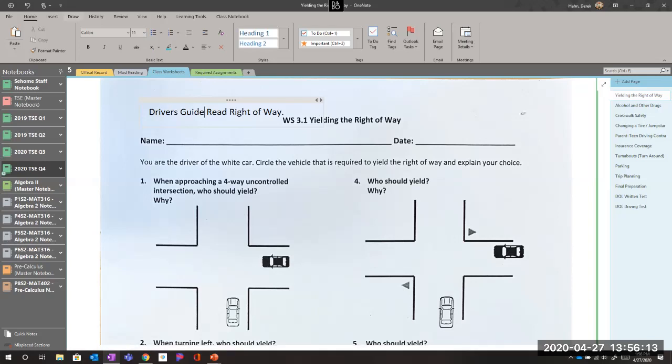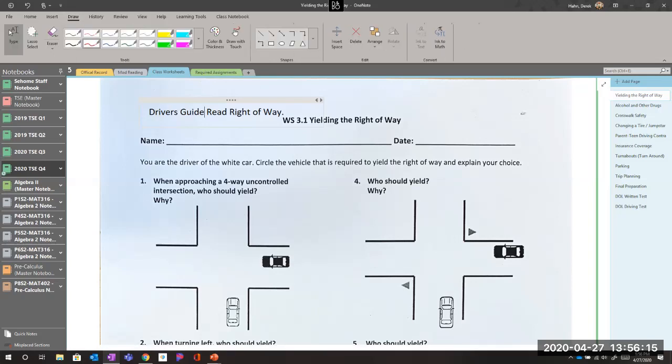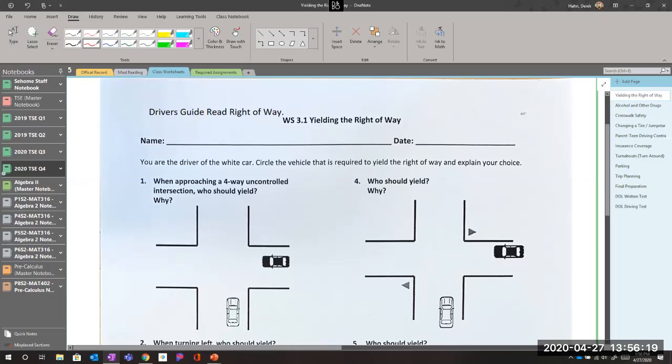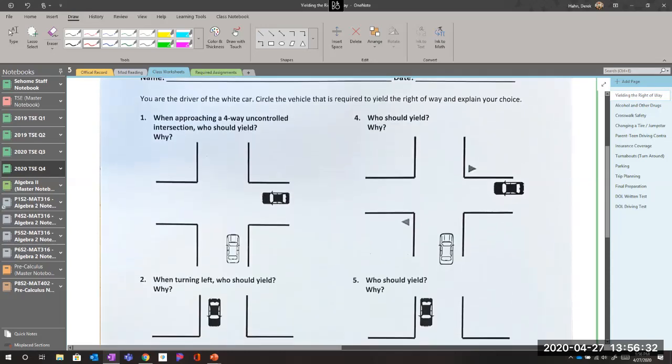But there are situations that we need to be aware of, and we need to make sure that we know who gets to go and why they get to go. So in these situations, you're the driver of the white car. Circle the vehicle that is required to yield and explain your choice.